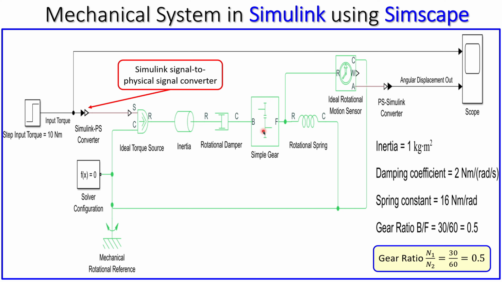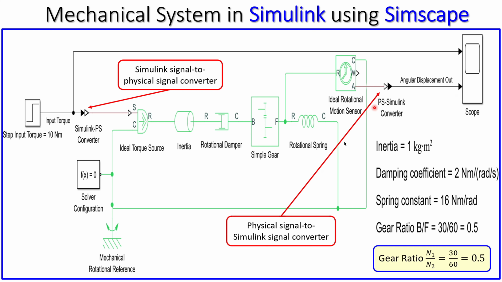It is a very simple gearbox without any losses, no backlash, nothing, only that ratio. Then we have this rotational spring, and we measure the motion here. That's an ideal rotational motion sensor. It goes in here. We measure only the angular displacement, not the velocity. And we also need to convert that mechanical signal to the Simulink signal.